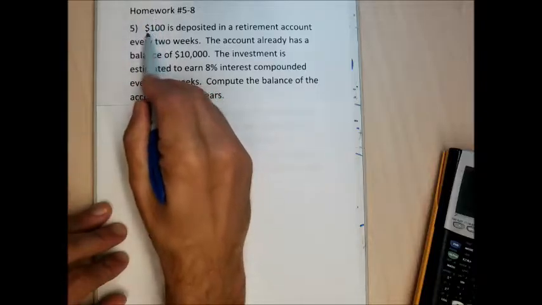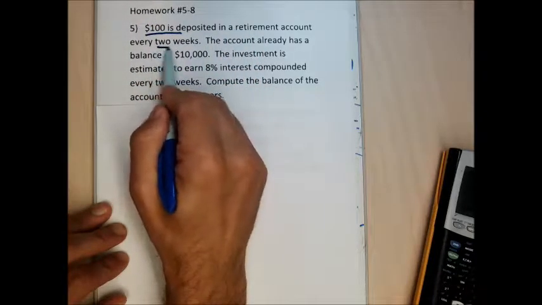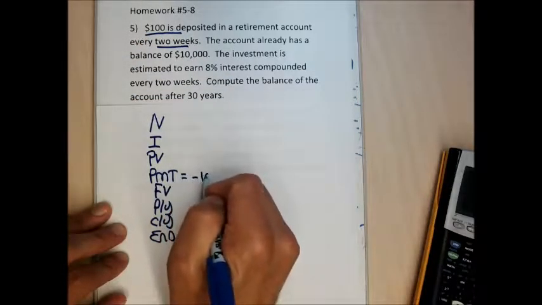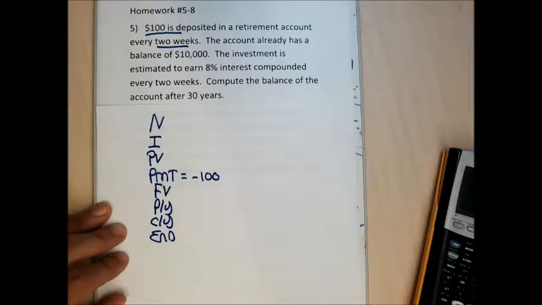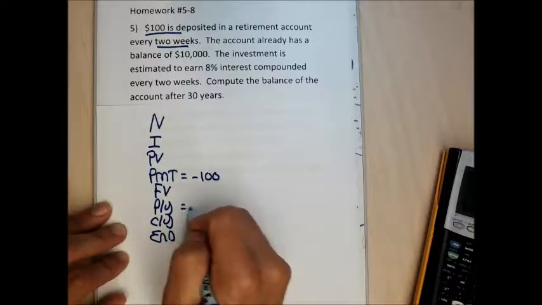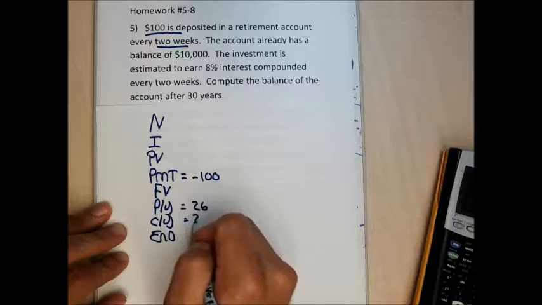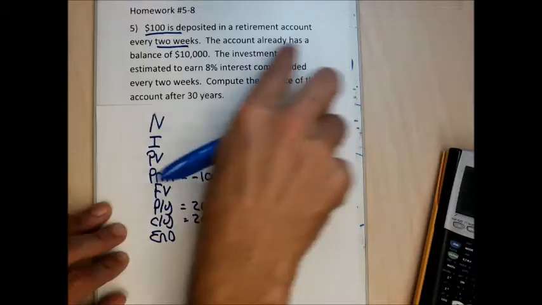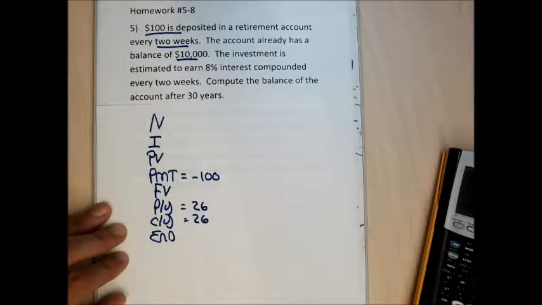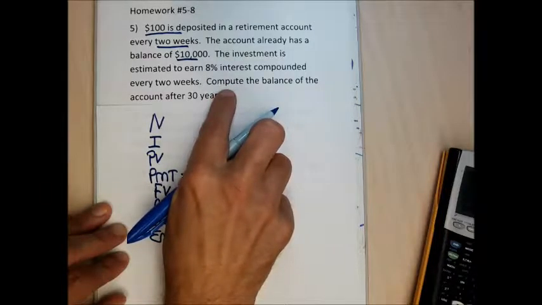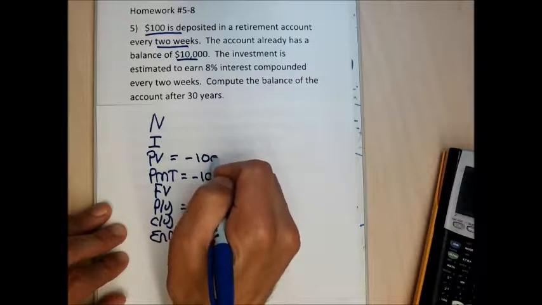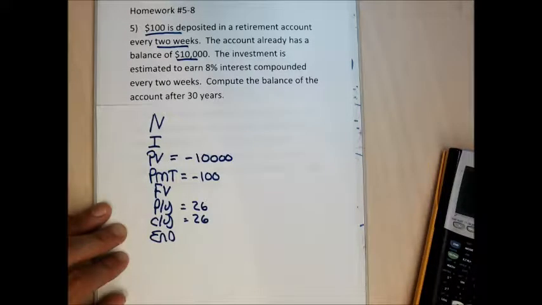First sentence, $100 is deposited into a retirement account every 2 weeks. That's more than one deposit. That's a PMT, and PMTs we generally put in as negatives. The every 2 weeks tells me the PY and the CY are 26. Twice a month would make it 24, but every 2 weeks is when you get the 3 paychecks twice a year in a month. The account already has a balance of $10,000. That's a PV. I'm still finding the value in the future, so it's a savings problem and not while you're retired. That $10,000 goes in as a PV and it's negative.